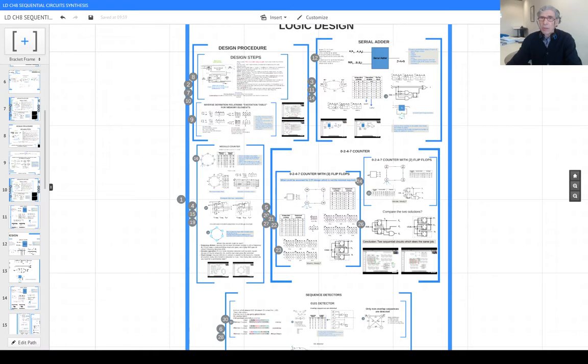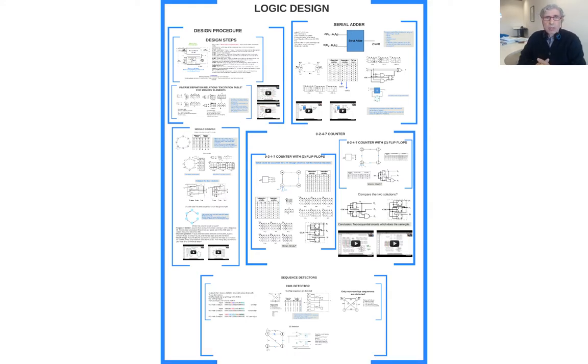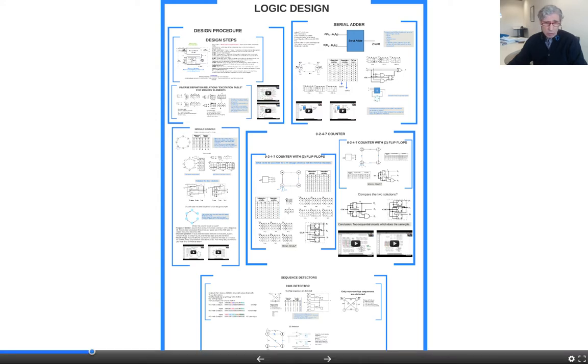What we have done, what we are in now, is logic design synthesis. The title may be a bit, one word missing there. In the synthesis procedure, step by step, we set the steps here, and then examples: serial adder, modular counters, 0, 2, 4, 7 counter, and the last one, this is the one that in this video we are going to examine, that is sequence detector. So we are going to examine two sequence detectors in this video.